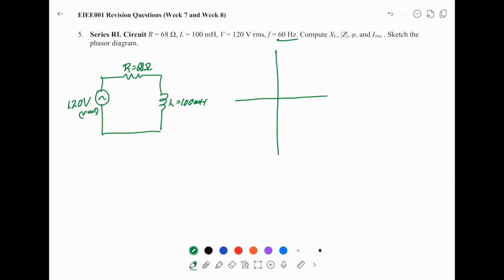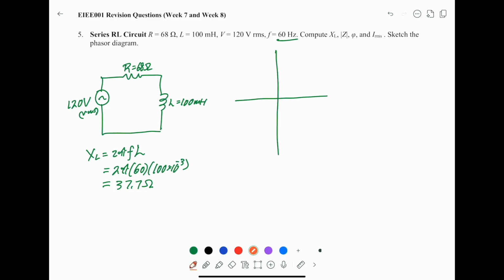This is the series RL circuit, and the resistance is 68 ohm, and the inductance is 100 millihenry. Now the inductive reactance XL is defined as 2 pi FL. So if you plug in the numbers, this is 60, and this is 100 times 10 to the minus 3, and you will find this is equal to 37.7 ohms.